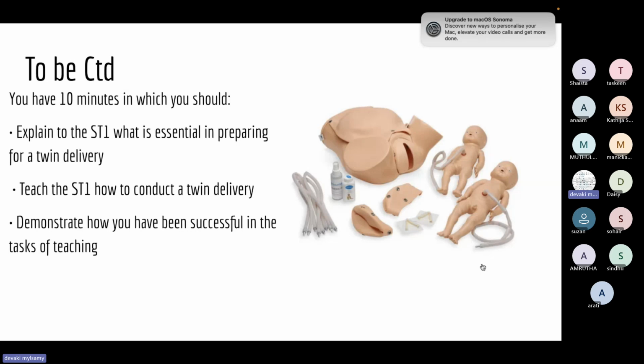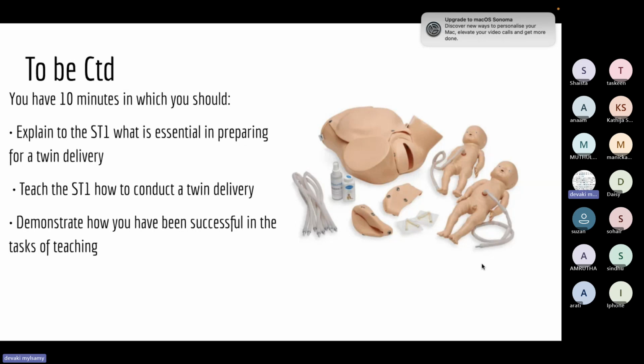What is the objective? What is there in your script? What did you want to know? What are your objectives? Ask this, something like setting the agenda. What we are going to learn today, that one question will give you guidance. Here, at least it had been mentioned what you have to say: prerequisites, explain ST1 essential preparation or prerequisites. Then to conduct a twin delivery, that is hands-on technique, and demonstrate how you have been successful in the task of teaching. Demonstration means you are going to perform it, and then the ST2 will be performing the task. So that is demonstration.